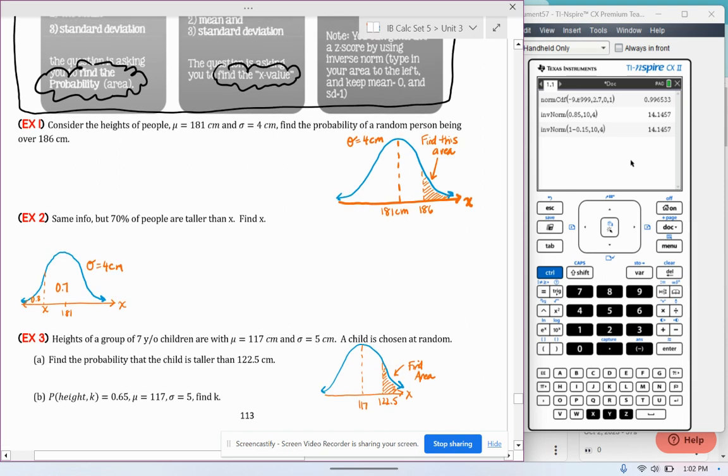So go ahead and pause the video and try example 1 and example 2 with the pictures that I gave you.